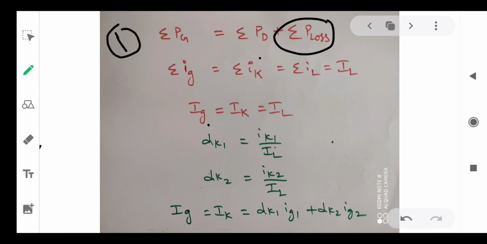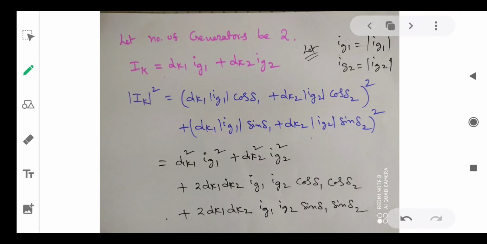From which you can understand that the current distribution factors are used for computing the total current of the transmission lines. Therefore total current Ig equals Ig1 into its current distribution factor plus Ig2 into its current distribution factor. That can be used as the equivalent current of the load. So Ig equals IL, but IL is expressed in terms of Ig1 and Ig2.